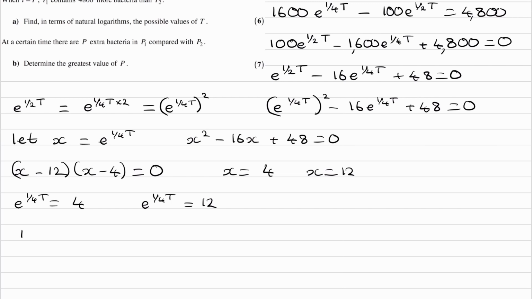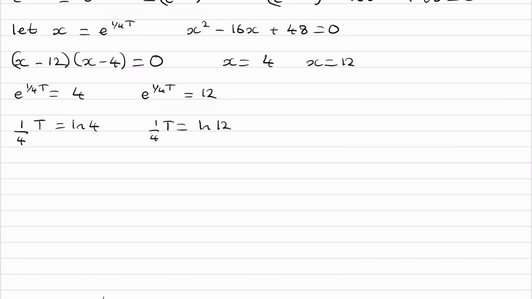We can then take natural logs of both sides. That gets rid of the e, and the right-hand side becomes ln 4. Same thing here: natural logs of both sides gets rid of the e, and the right-hand side becomes ln 12. And then we can rearrange. So t becomes 4 ln 4 and also 4 ln 12. And that is our answer for part A.